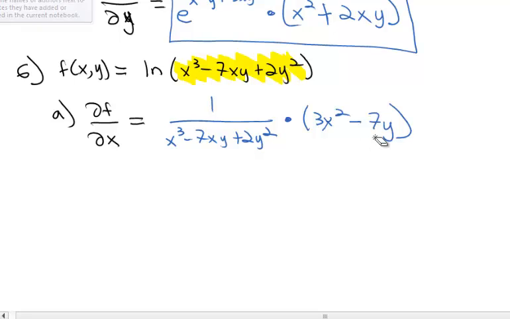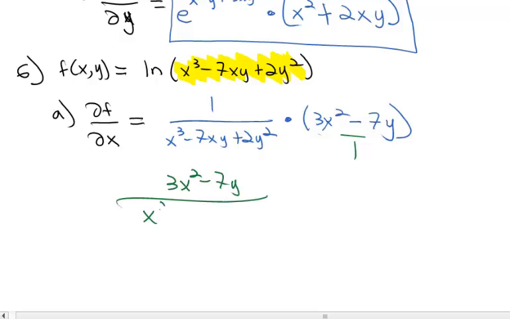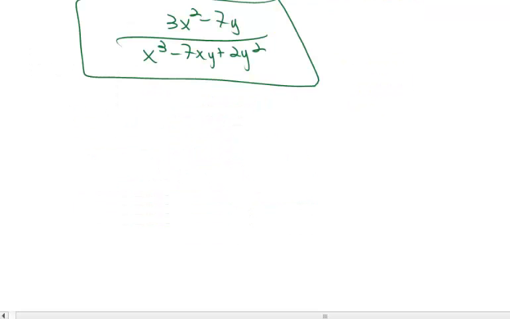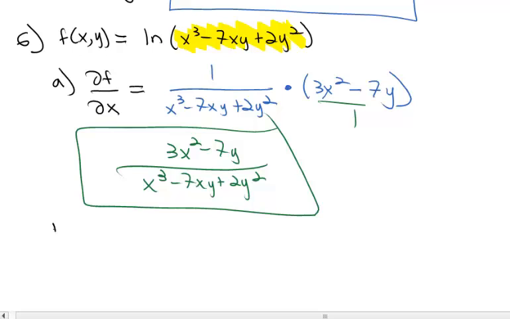Clean it up because we can put that second part over 1. When we put that second part over 1, we get 3x squared minus 7y over x cubed minus 7xy plus 2y squared, and we have our partial derivative. Whoops, too far. Let's do one more partial derivative then. Let's take the partial derivative of f with respect to y.